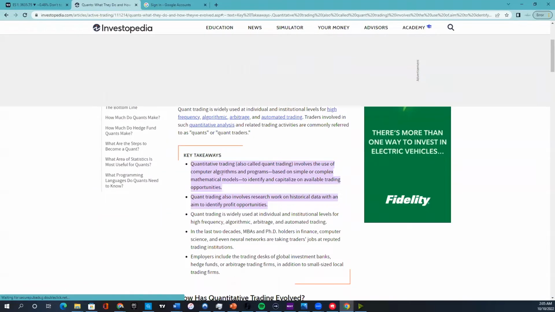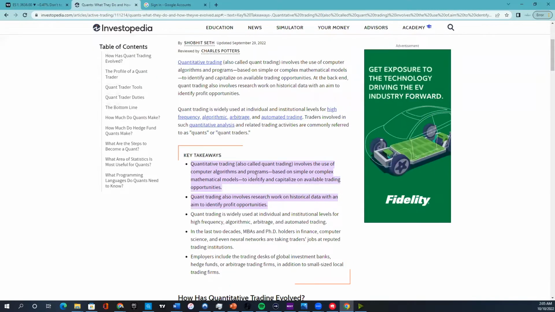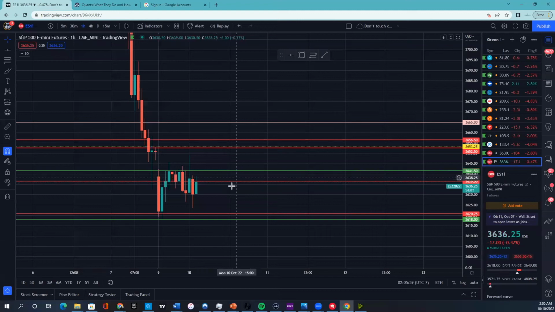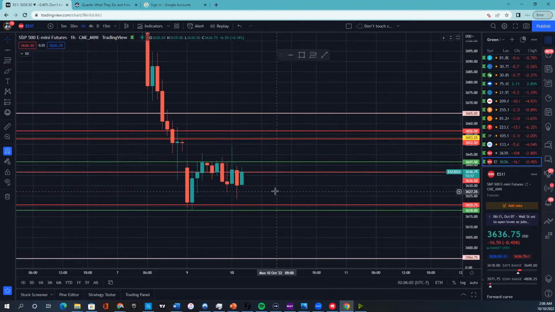Quantitative trading, also called quant trading, involves the use of computer algorithms and programs based on simple or complex mathematical models to identify or capitalize on available trading opportunities. It also involves research work on historical data with the aim to identify profit opportunities. Again, they use automated trading or math, which is the biggest skill or biggest key, and that's what we're going to use here.